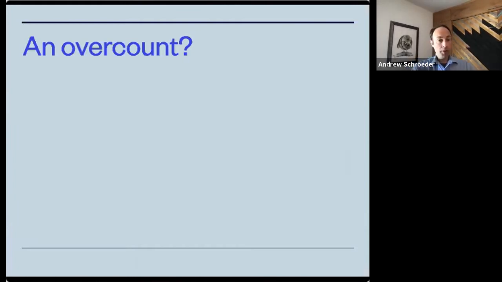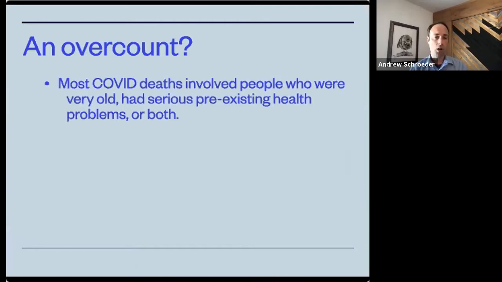As most of us, as all of us know, COVID, of course, can be a very serious illness for anyone, but most COVID deaths do involve people who are either very old or people who have serious pre-existing health conditions, or both. So let's take what is unfortunately a pretty normal case. We have a patient who maybe has advanced COPD, late-stage cancer. That patient contracts COVID and then dies.